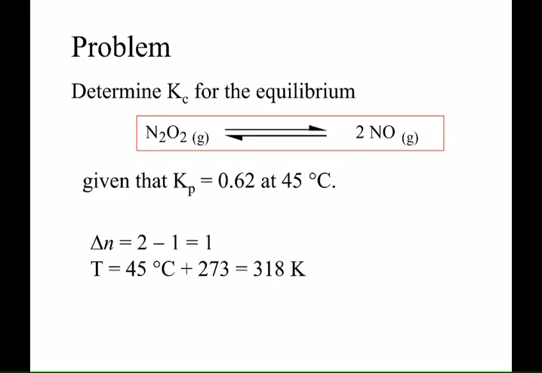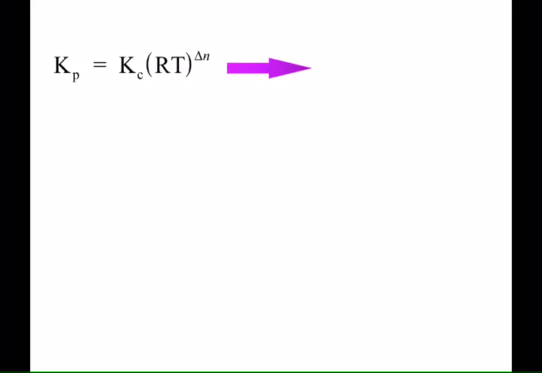So from that blue box, we can rearrange it. The delta N we need for the blue box is the change in stoichiometric coefficients. Deltas are always final minus initial, so it's the sum of the final stoichiometric coefficients, the products, minus the reactants. In this case, it's 2 minus 1, which is 1. The temperature needs to be in Kelvin, so we jack that 45 degrees Celsius up by 273 units, and we get 318 Kelvin. Rearranging this now to solve for Kc, because we have Kp, Kc is equal to Kp divided by RT raised to the, in this case, first power.